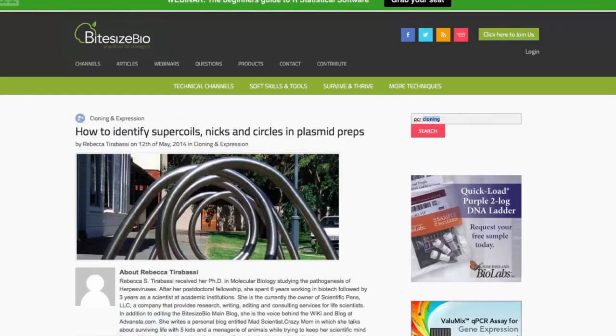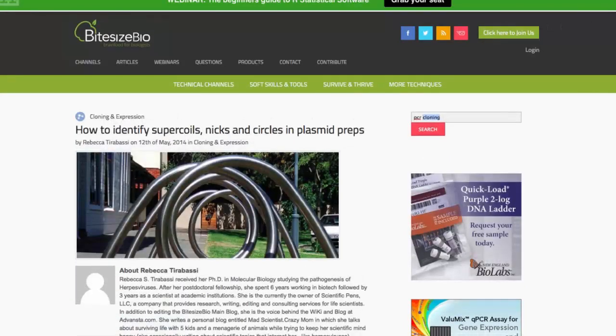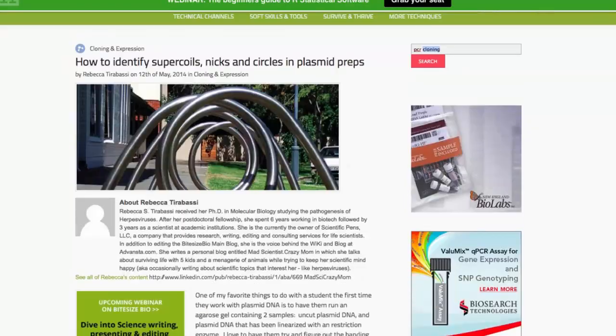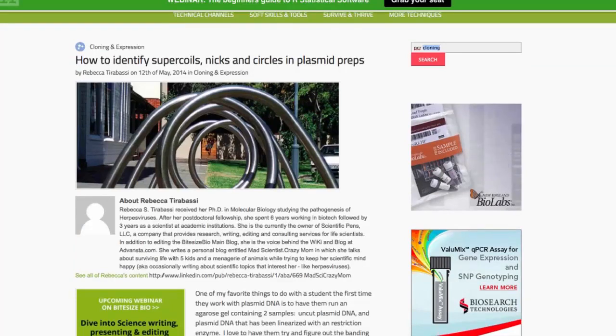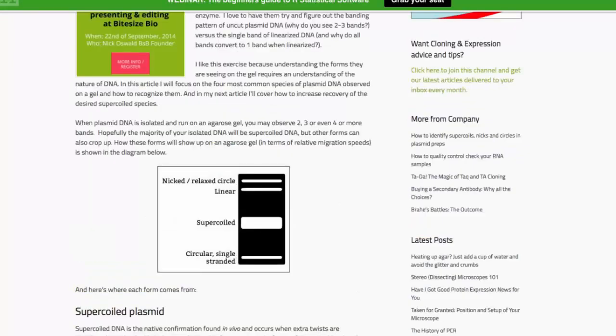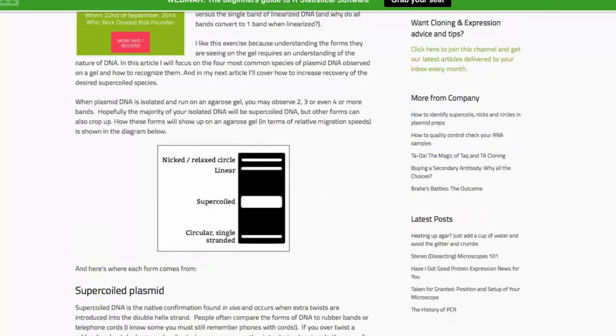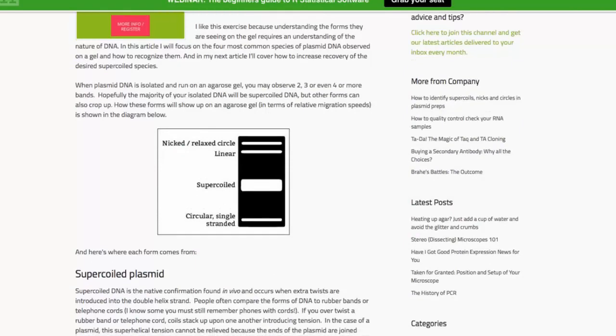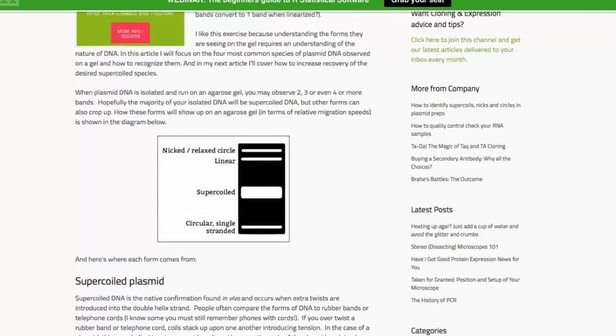Back to a more technical article by Rebecca Turabasi, who's an associate editor with us now. This one is a very fundamental, simple it might seem, aspect of running a gel and identifying what the bands mean when it's for a closed plasmid. Again, it seems simple, but it's extremely useful to people who haven't reached that stage yet.